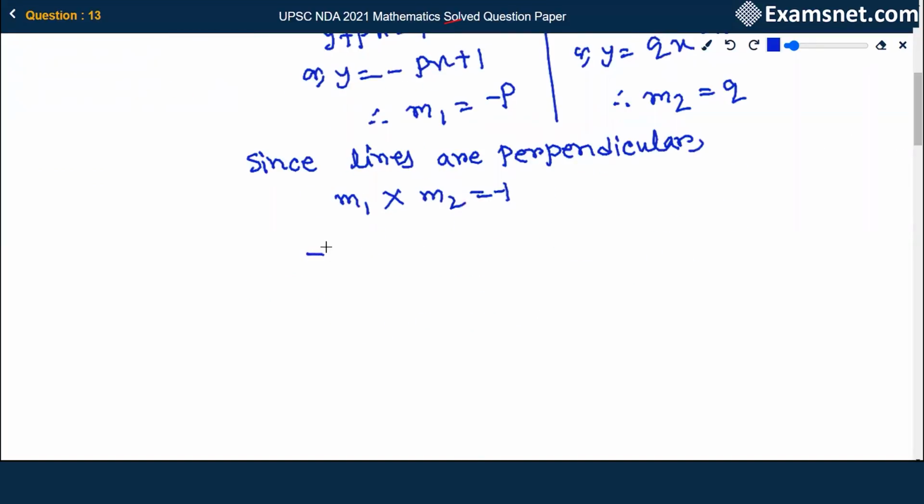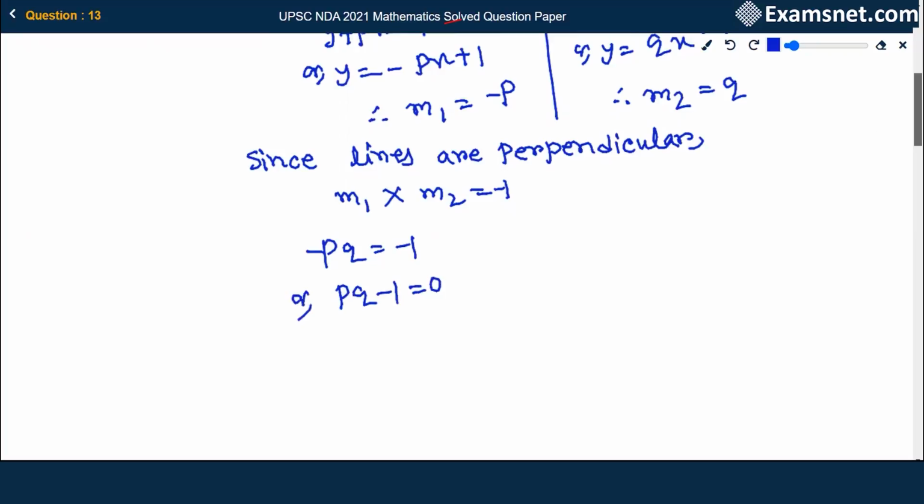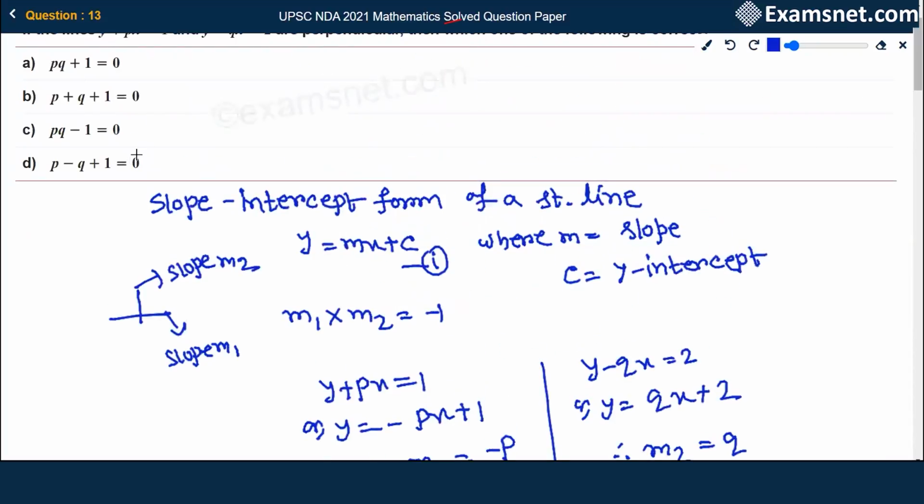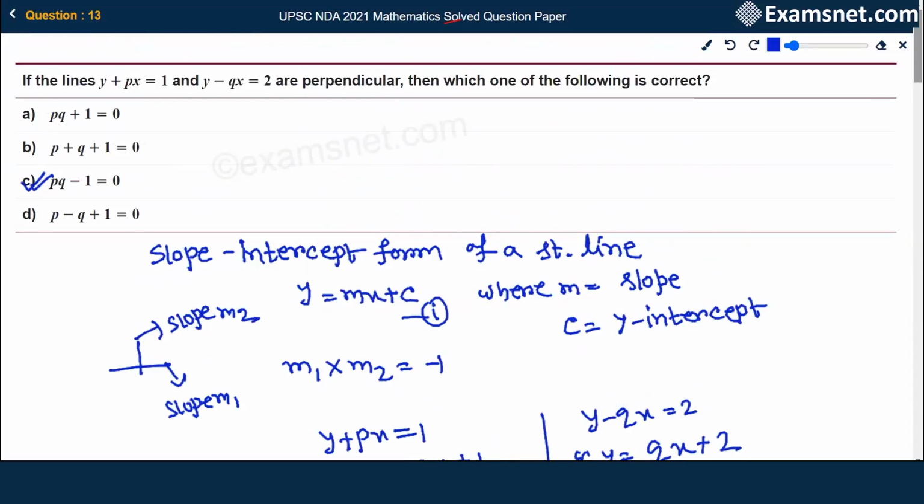Let's put all the values, minus pq equals to -1. So we can write it as pq minus 1 equals to 0. Now let's check with the options. It matches with, yes, option C. So pq minus 1 equals to 0. This relation is established.